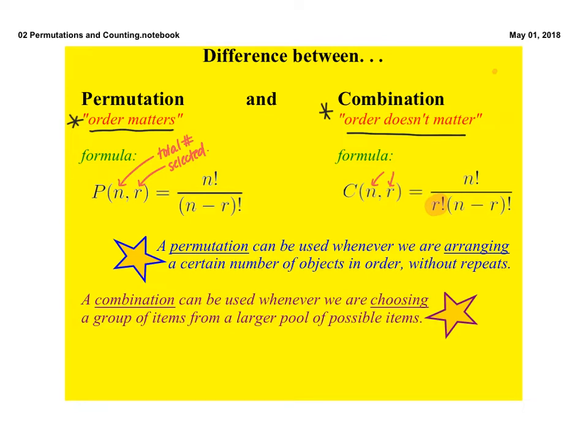Now, a permutation can be used whenever we're arranging a certain number of objects in order without repetitions. That without repetitions part is pretty important. And a combination can be used whenever we are choosing a group of items from a larger pool of possible items. Another example is, I think student government elections are coming up soon, and so you have a pool of people that will be applying for student government president, and vice president, and all those things, and they'll select from that pool, and order actually doesn't matter. So that's just another example.